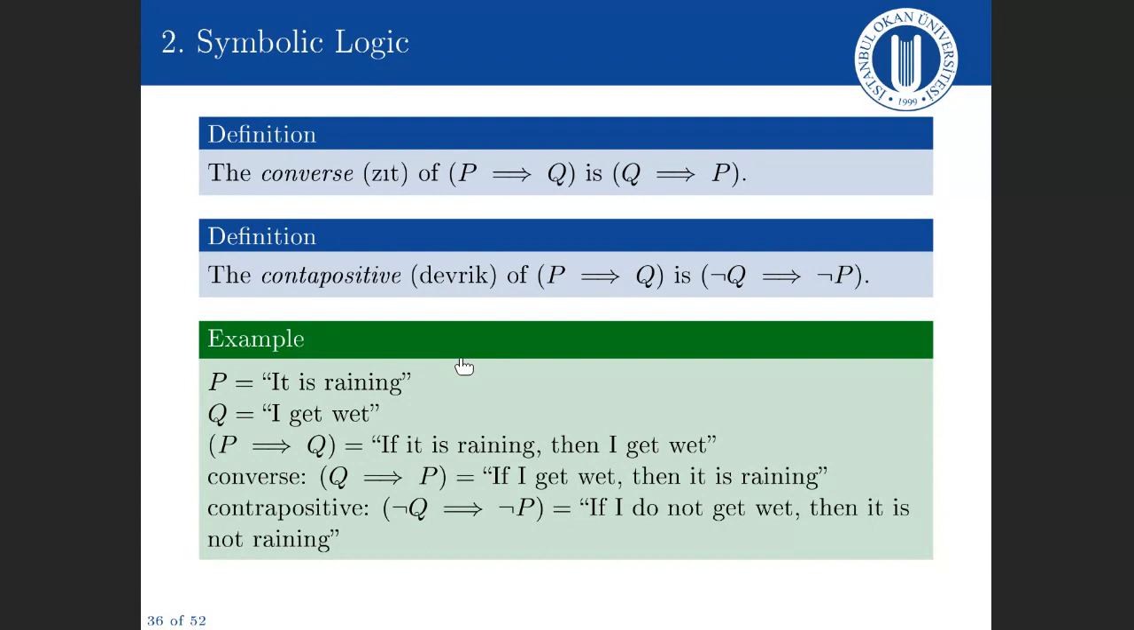An example. Let's suppose P is the proposition, it is raining, and Q is the proposition, I get wet. Then P implies Q means if it is raining, then I get wet. The converse is if I get wet, then it is raining. And the contrapositive is if I do not get wet, then it is not raining.